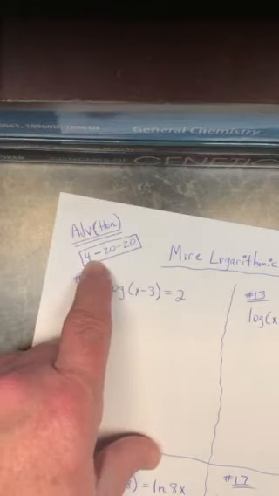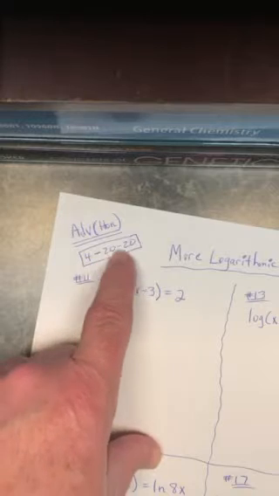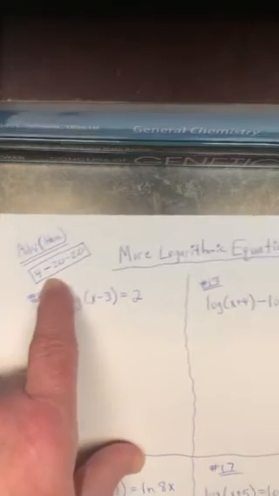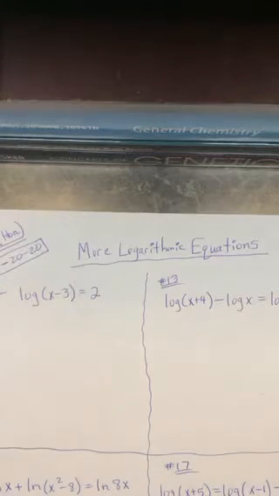Today is Monday, April 20th. So top left corner of your notes, write Monday, April 20th, 2020. The title just says more logarithmic equations. If you think back to Friday, we were on the worksheet that I had attached to Schoology. I believe there were 20 questions on that. On Friday in class, I did 1, 3, 5, 7, and 9. Your homework was 2, 4, 6, 8, and 10.